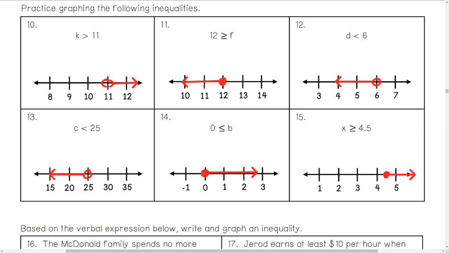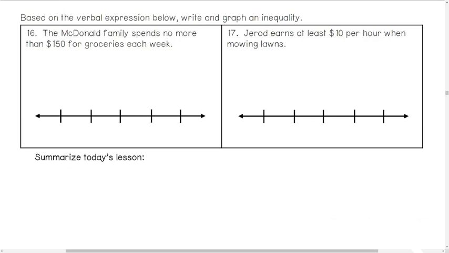All right, last but not least, we have here on this word problem, we're going to write the verbal expression as an inequality, and then we're going to graph it. So the McDonald family spends no more than $150 for groceries each week. That means I'm going to go ahead and use the McDonald family and the amount of money that they spend each week. We don't know what that number is, so we would say X is compared to 150.